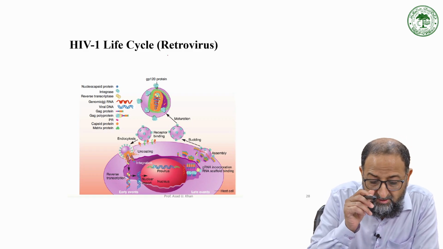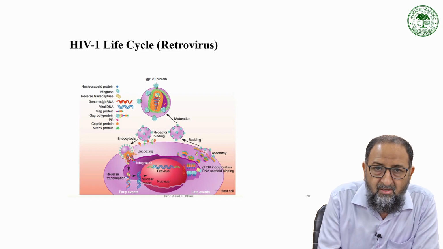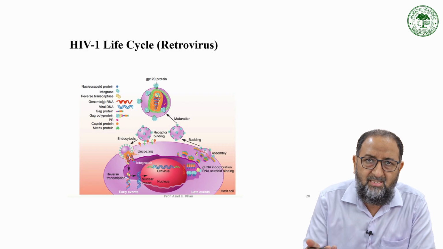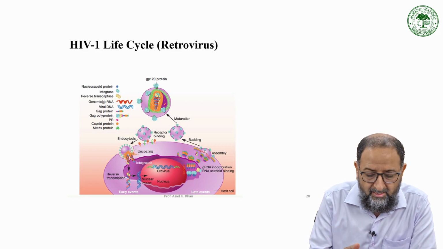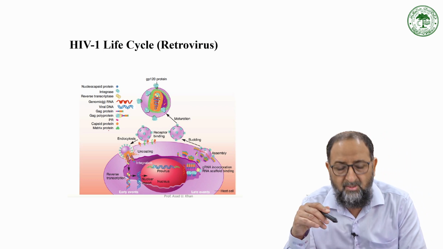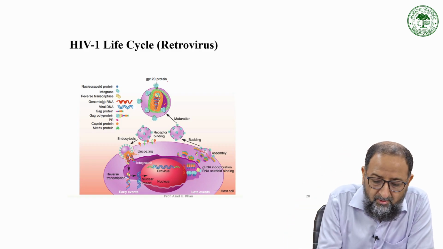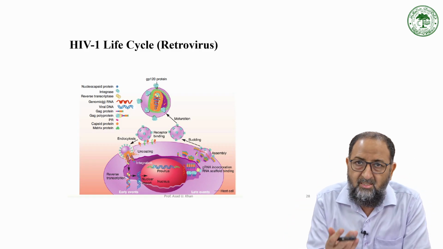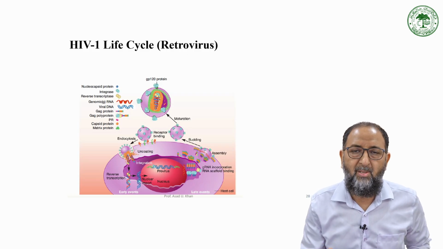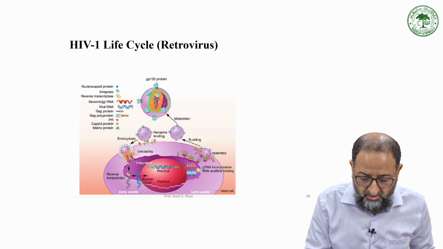So this is the nucleocapsid, the blue one, then integrase, and the reverse transcriptase enzyme, which helps to reverse transcribe the RNA to DNA, and the genomic RNA, and then viral DNA, and then these are the Gag proteins which are involved in the transcription of this viral DNA. Now, these gp120 proteins are receptor proteins, which allow the virus particle to enter inside the host cells, and then this process goes on.